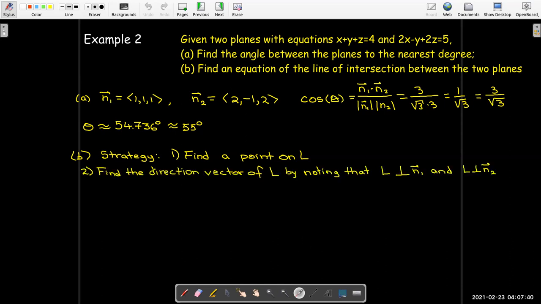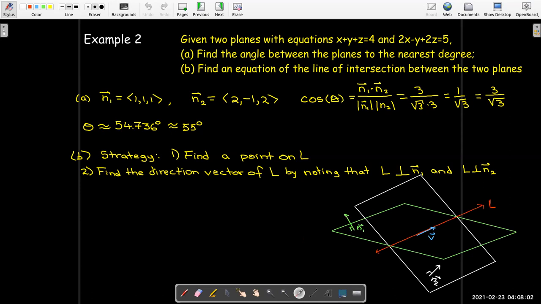And then we're going to find the direction vector of L by noting that the direction vector of L should be orthogonal to both n1 and n2. Let's explore that a little bit more closely.